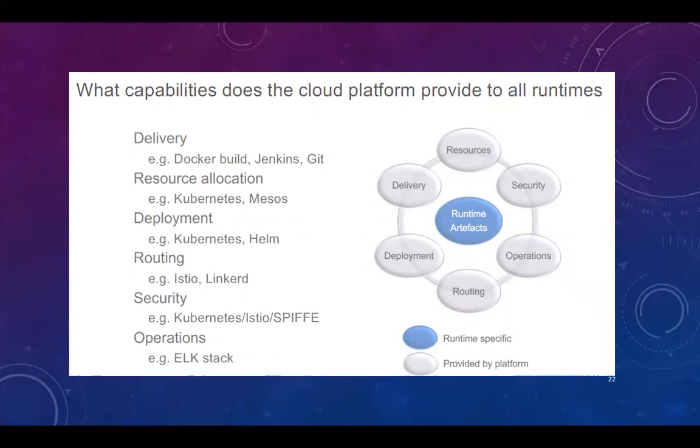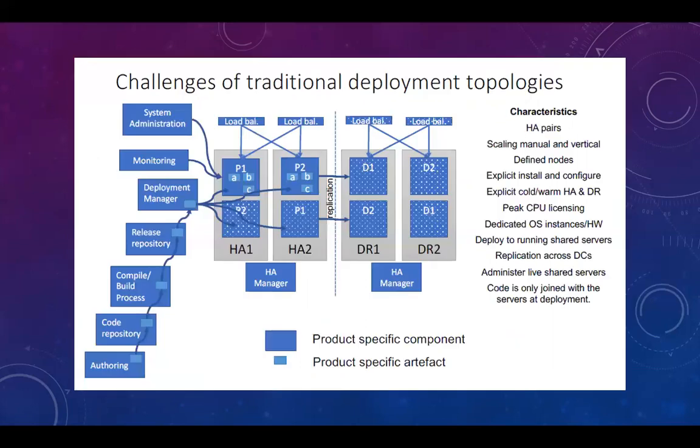by the cloud platform. For example, delivery is provided by Docker build, Jenkins, and other tools. Resource allocation would be done by Kubernetes, deployment by Kubernetes, routing by Istio. Like this, we have many things that are there. So all these things have evolved, and many things have made a lot of changes to our IT industry. Now we are talking about infrastructure, how the deployments are all happening.